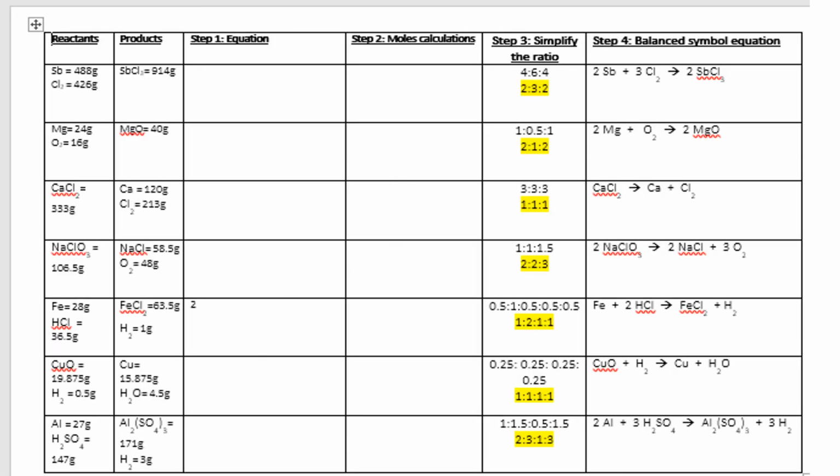So, go through step 1, equation, mole calculation, simplify the ratios, balance the symbol equation for all of these. Pause the video please and have a go before checking the answers. And there they are. Use a nice green pen if you're in my class to mark those. Well done.